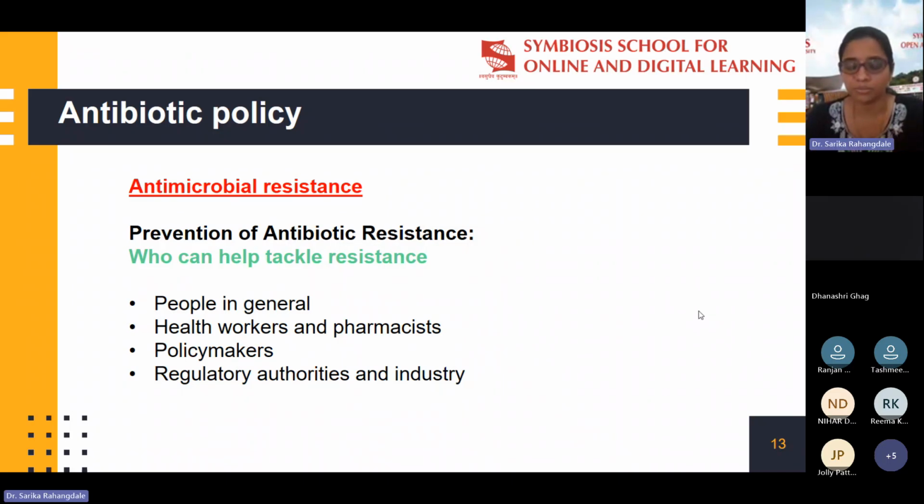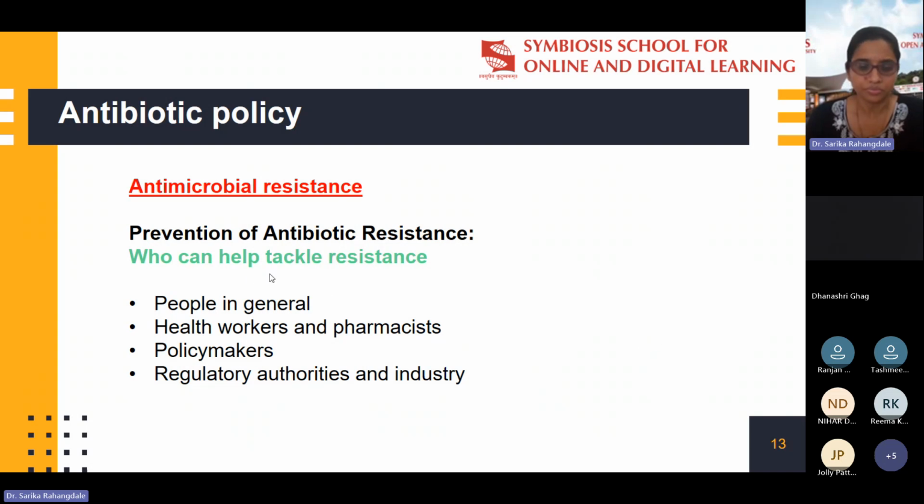Okay, so once that medicine or drug was able to treat that particular infection, but now that particular bacteria or microorganism has become resistant to that particular drug. So who can we involve to reduce or minimize this antimicrobial resistance? How can we tackle that situation?